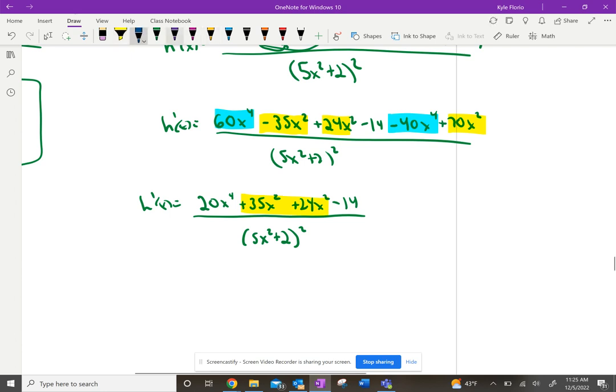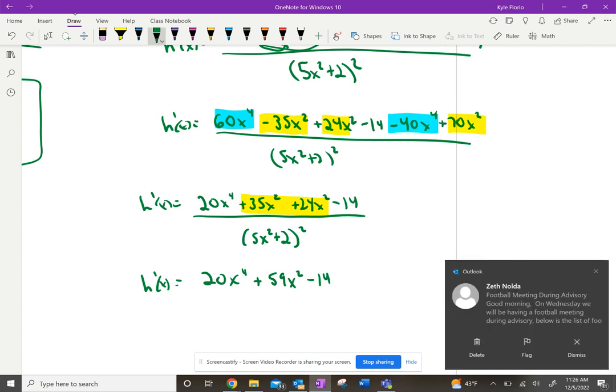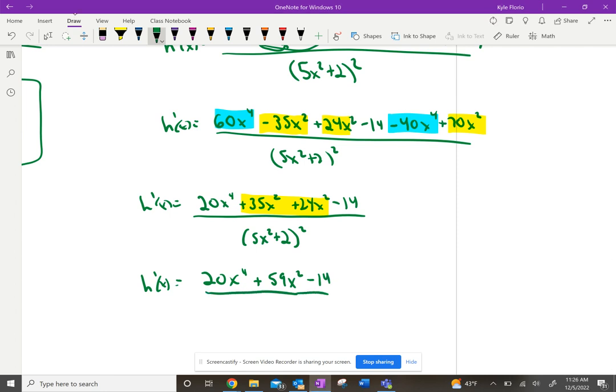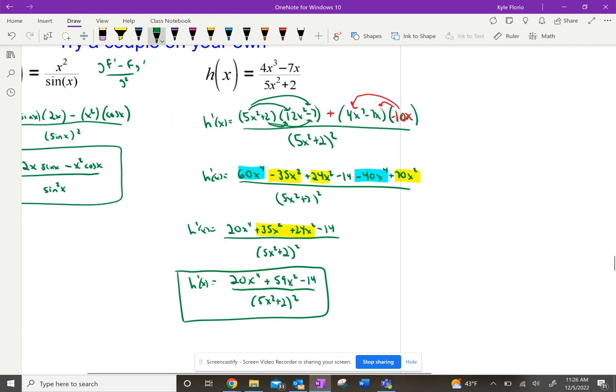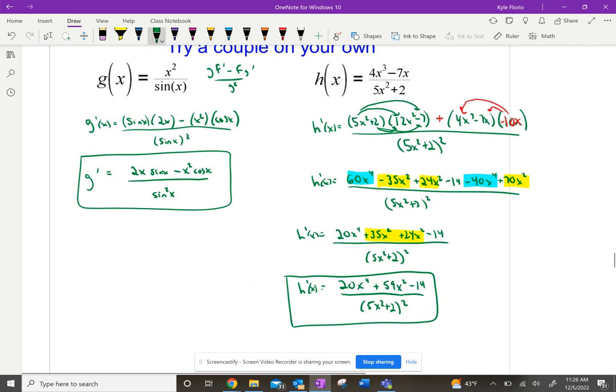All right, so let's do it now. I'm doing one extra step than you guys would have done. There's more like terms. So 35x squared plus 24x squared is 30, 40, 50, 59x squared minus 14, all over 5x squared plus 2 squared. Cool. And there's my derivative. Okay, so that's how to use the quotient rule. We'll get a bunch of practice in class.